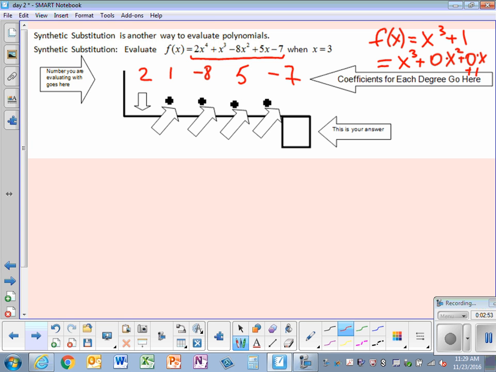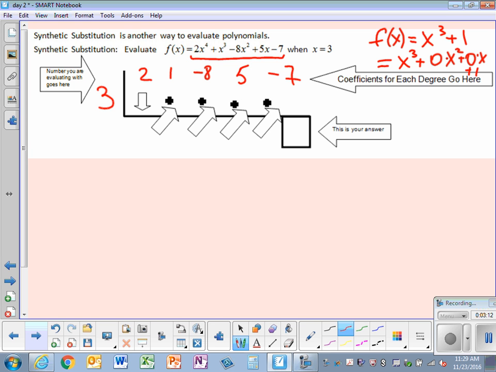Yes. Where does division come in? Division will be later. Right now it's just substitution. Okay, so I wrote down my coefficients. Now I'm writing here the number that I'm using to evaluate the expression. So 3 goes here.